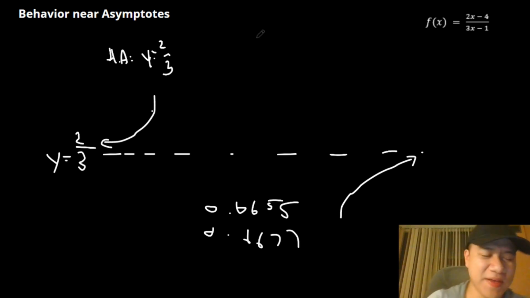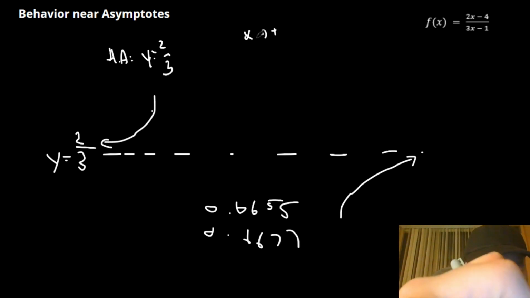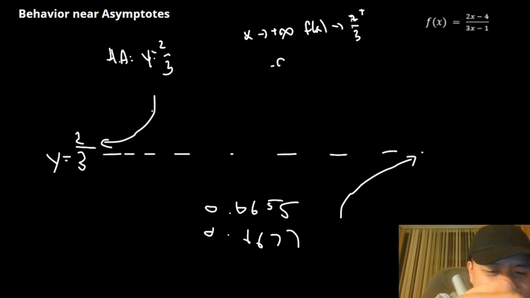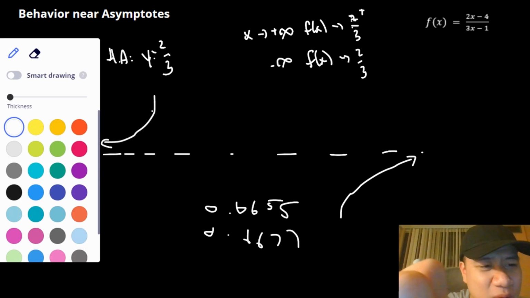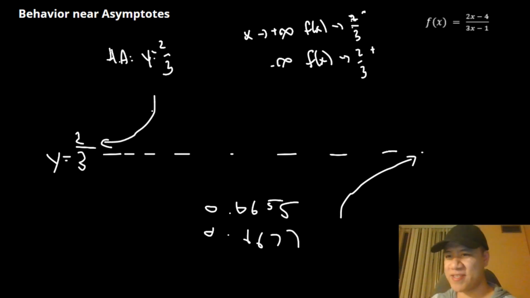Alright, so there you have it. We can write it out like this. When x approaches positive infinity, our f of x approaches 2 over 3 from above. Similarly, when it approaches negative infinity, our function approaches 2 over 3. Oh, wait, I messed that up. It's the other way around. This should be from below, which is a negative sign, and approaching negative infinity should be from above, like that. Okay, so let's take a look at the graph on Desmos, just to confirm that this is true.